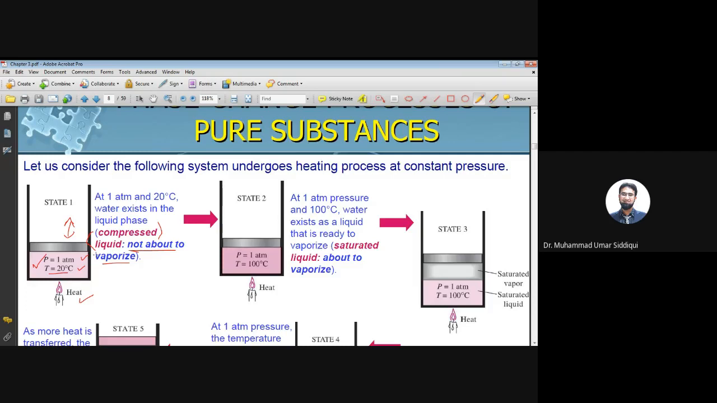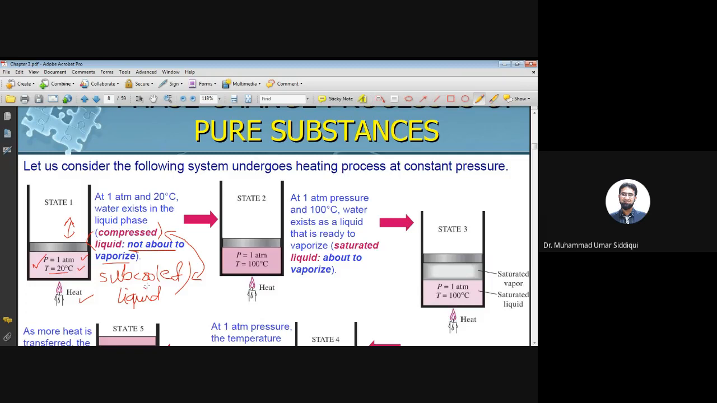What is compressed liquid? You have a liquid. If you heat it, its temperature will rise, but it will still remain liquid. So this state is known as compressed liquid, or we have another name for it. We call it subcooled liquid. So these are the two names for the same thing. State one, compressed liquid or subcooled liquid, means it is in a liquid state, and if you heat it, its temperature will rise, but it will still remain liquid. Do you understand state one or not? Yes, sir.